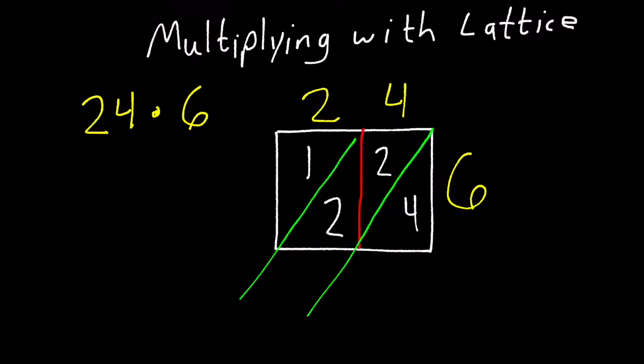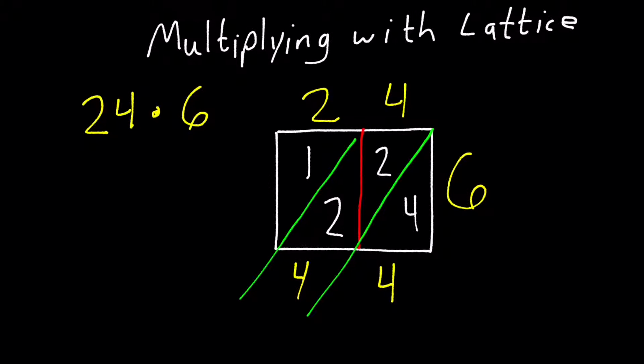To get that, we take each column, or I should say diagonal, each diagonal and add them together. So first we have 4. There's no other numbers on this diagonal. So the answer here will just be 4. With our next diagonal here, separated by these green lines, we have a 2 and we have another 2. So we add those together. 2 plus 2 is 4.